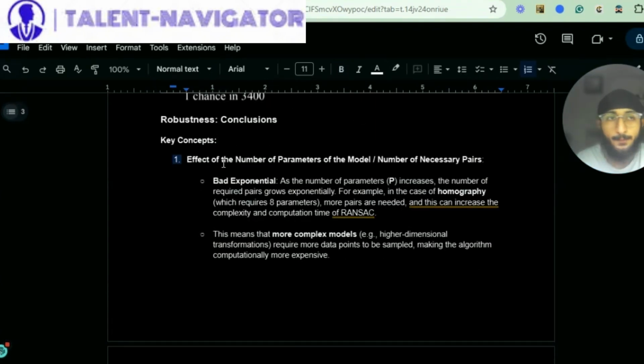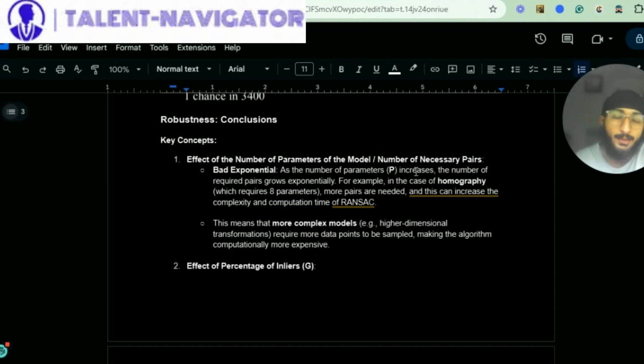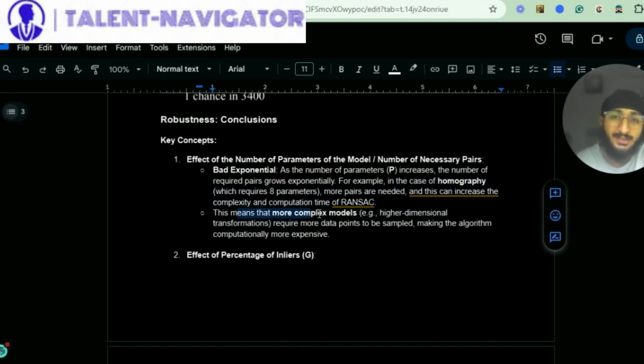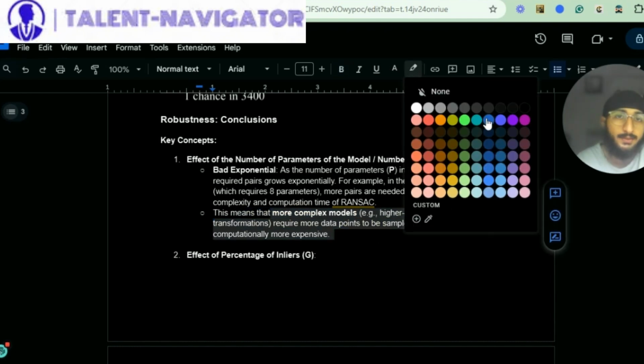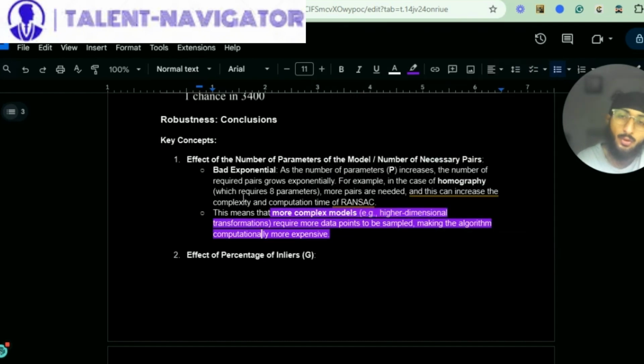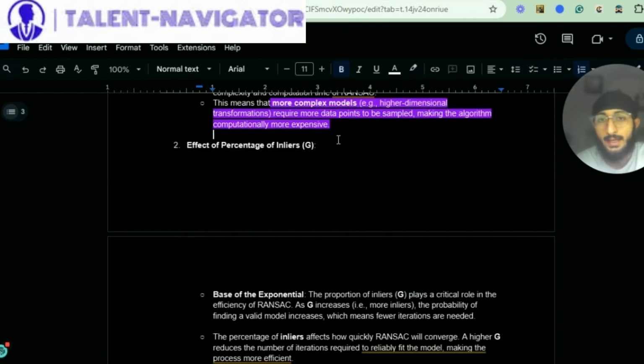So key concepts: effect of the number of parameters of the model, number of necessary pairs. Bad exponential. As the number of parameters P increases, the number of required pairs grows exponentially. For example, in the case of homography, which requires 8 parameters, more pairs will be needed, and this can increase the complexity and computation time of RANSAC. This means that more complex models require more data points to be sampled, making the algorithm computationally more expensive.